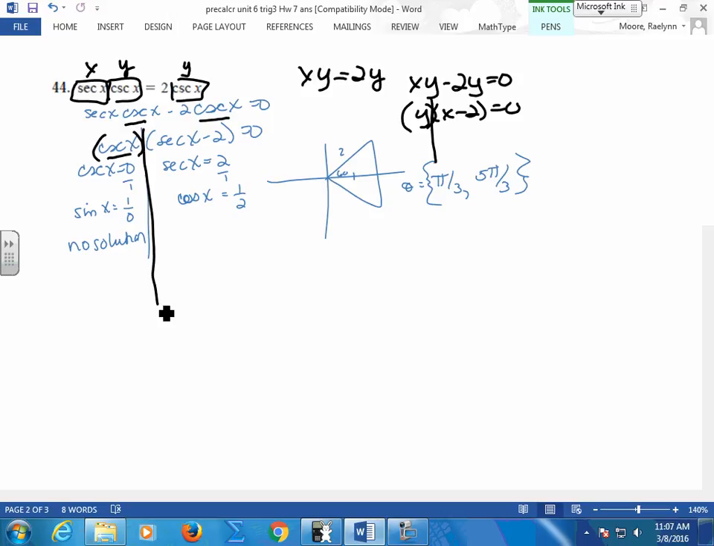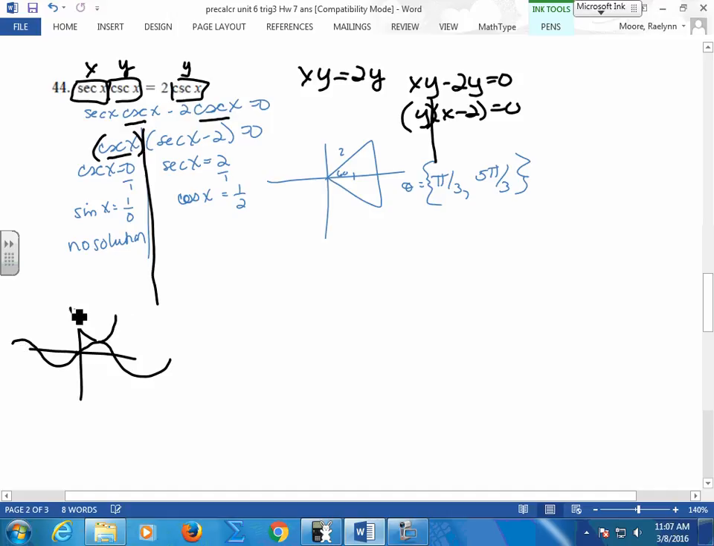I change it to the sine, but when I flip this over, can I divide by 0? So therefore, this one has no solution. Could I ever get a cosecant of 0 if you think about it? Here's my sine curve. Let's think about your sine curve. Your cosecant curve goes over here, right? Will it ever touch the 0? Will y ever be 0 for a cosecant?